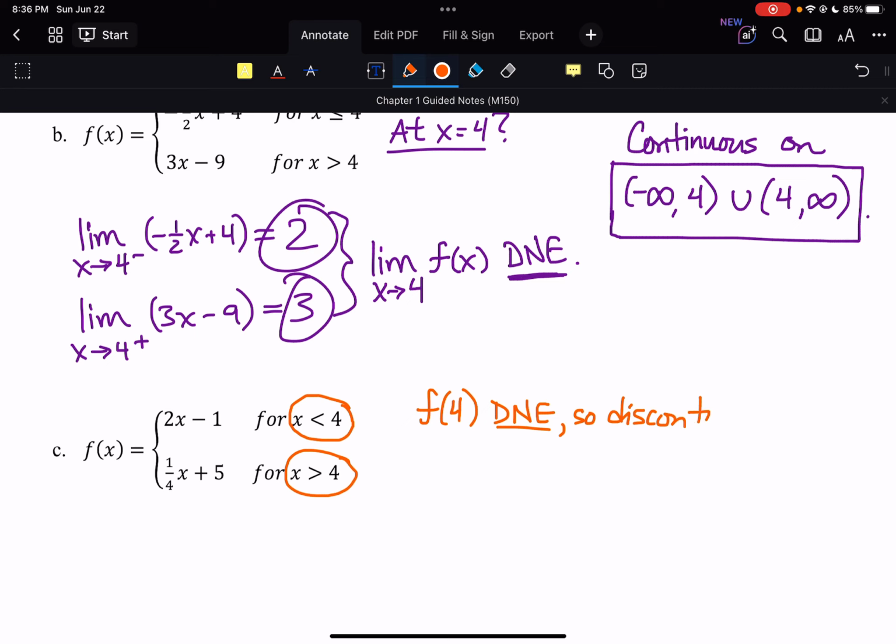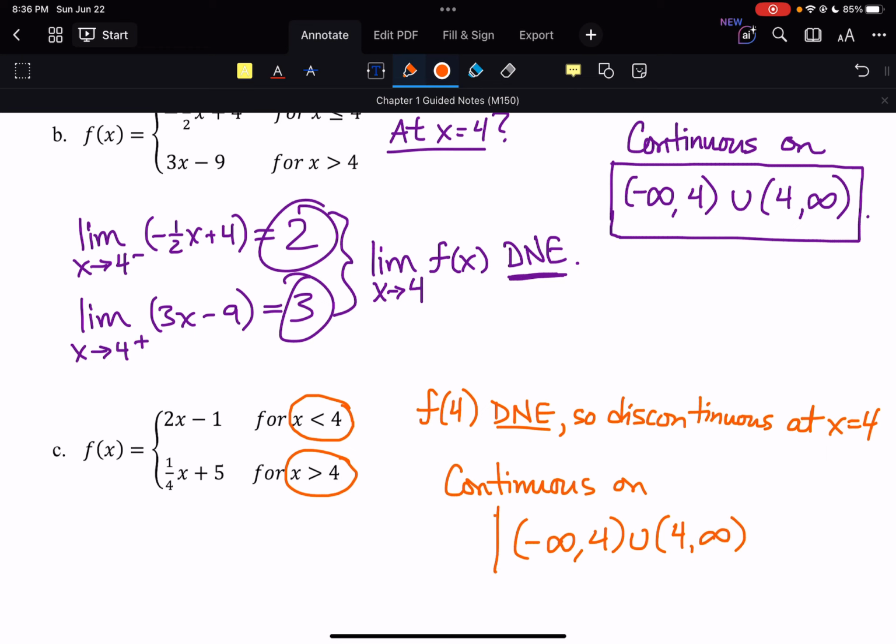So it will be discontinuous at x equals 4. So we'll get the same interval that we had in part B. And that would be all real numbers except for 4.